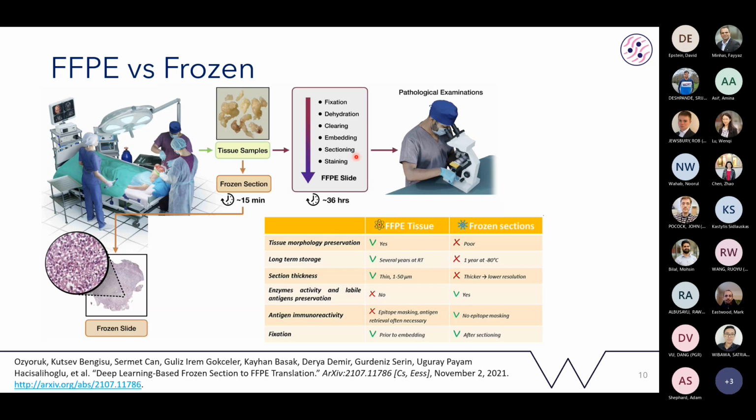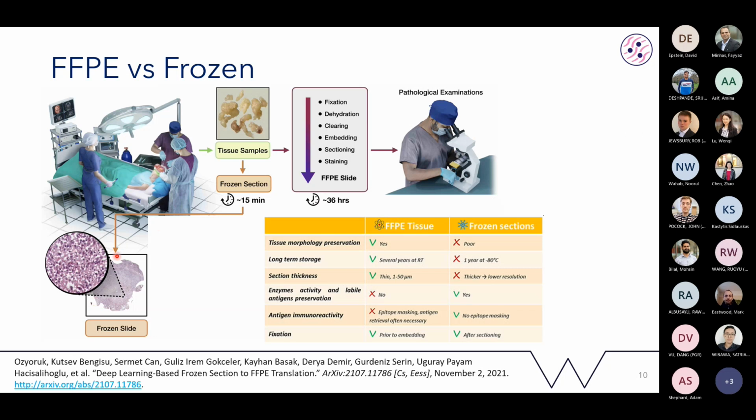There are pros and cons of both of them. This produces a sample that you can analyze within about 15 minutes. This takes about 36 hours. So if the patient is in the operating theater, before closing up, the surgeon may want the pathologist to tell them whether they should close up if everything has been removed. So this is what's being used there.